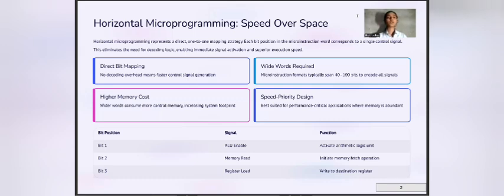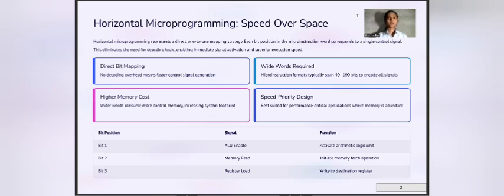In horizontal microprogramming, each bit in a micro instruction represents one specific control signal. For example, one bit may turn on the ALU, another bit may enable memory read, and another may load data into the register. Since every signal has its own bit, no decoding is required. That means the control signals are directly activated, making this method very fast.